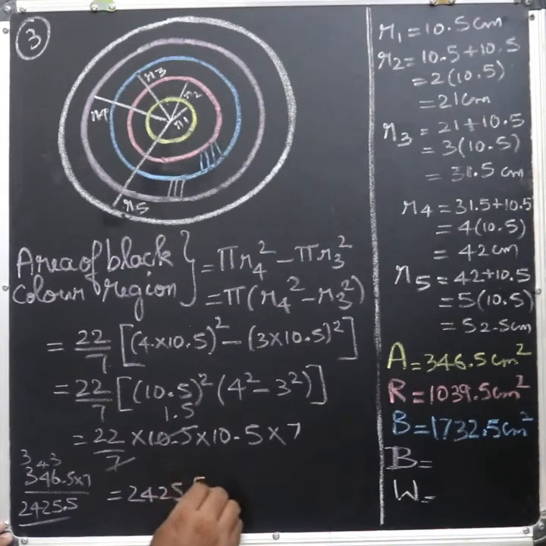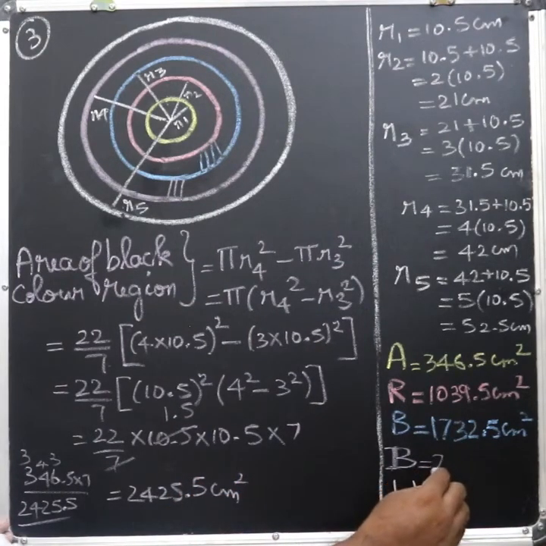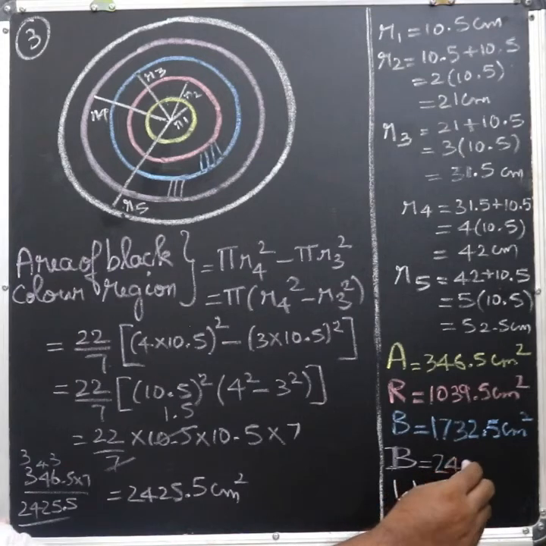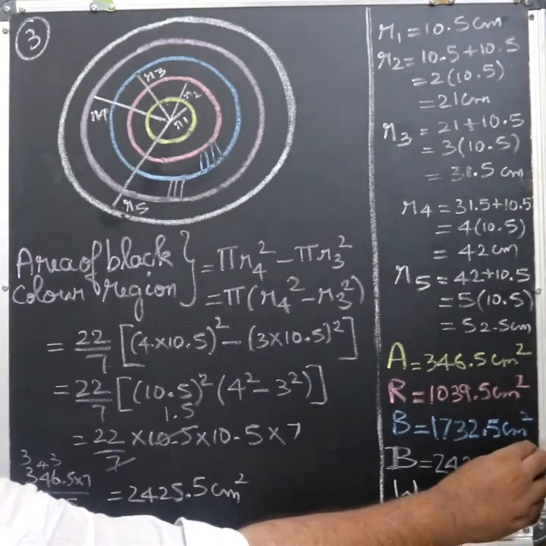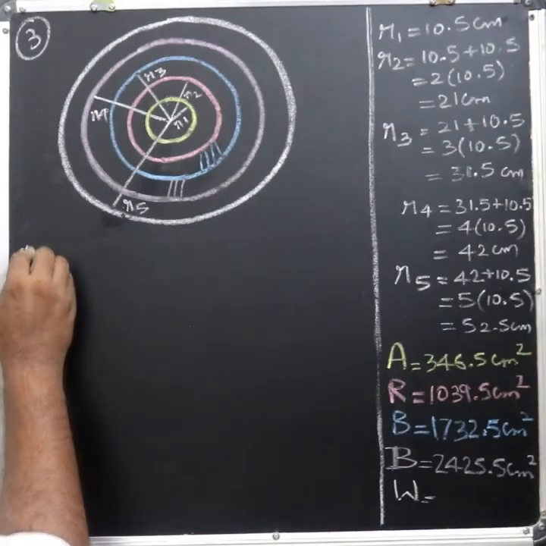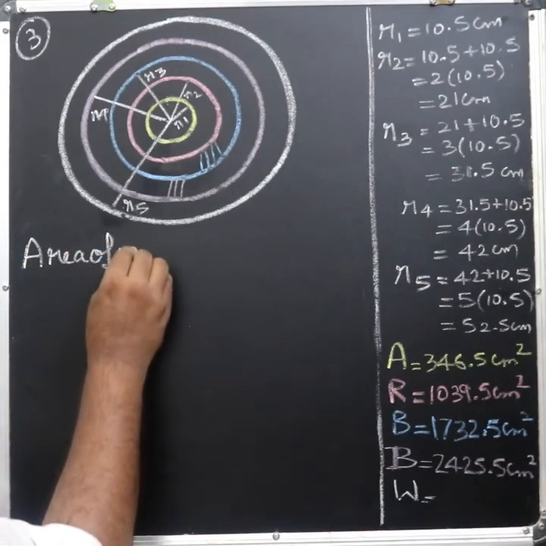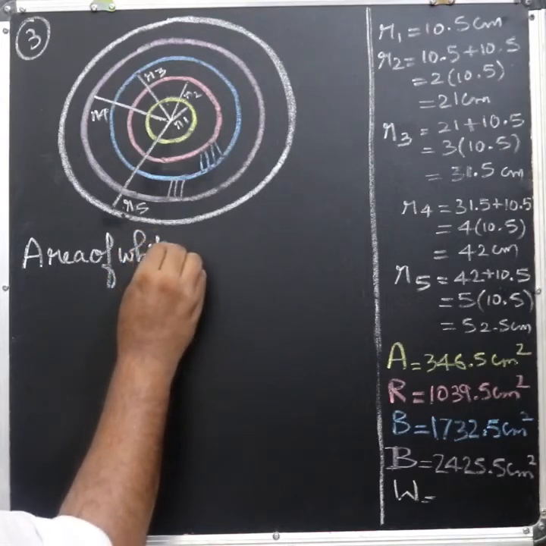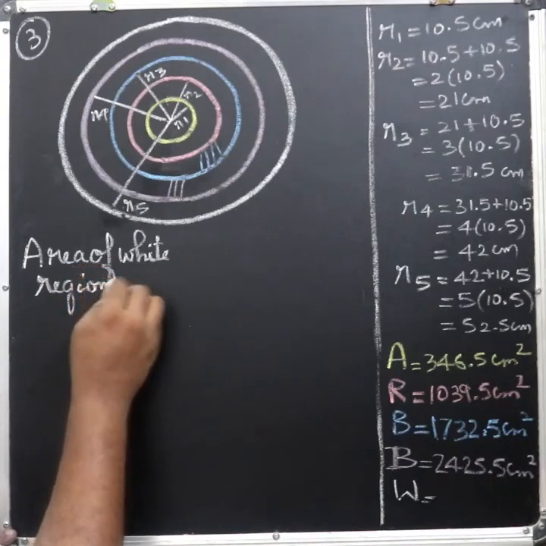2425.5 centimeter square. So area of the black region is 2425.5 centimeter square. Next we will find area of that white region, outermost region. Area of white region. This is the outermost region.